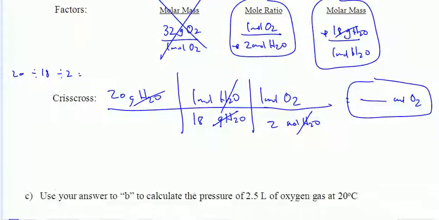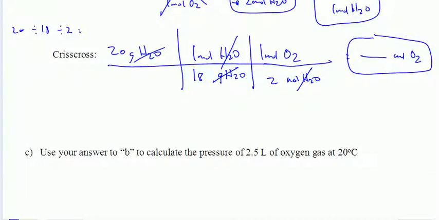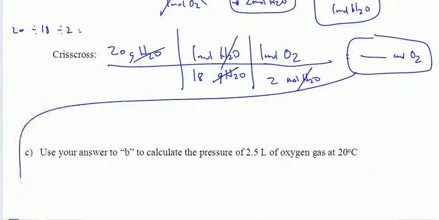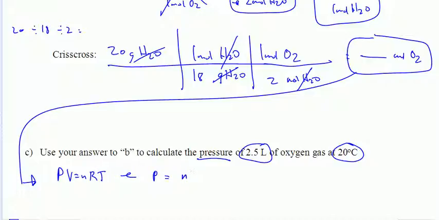Okay, so this next problem then says, all right, use your answer from B to calculate the pressure of 2.5 liters of oxygen gas at 20 degrees Celsius. So when we were calculating energy, we used Q equals MC delta T. When we're dealing with pressure, we're using PV equals nRT. We've got to rearrange that for P, which will be equal to nRT over V, and we are just going to plug into that.